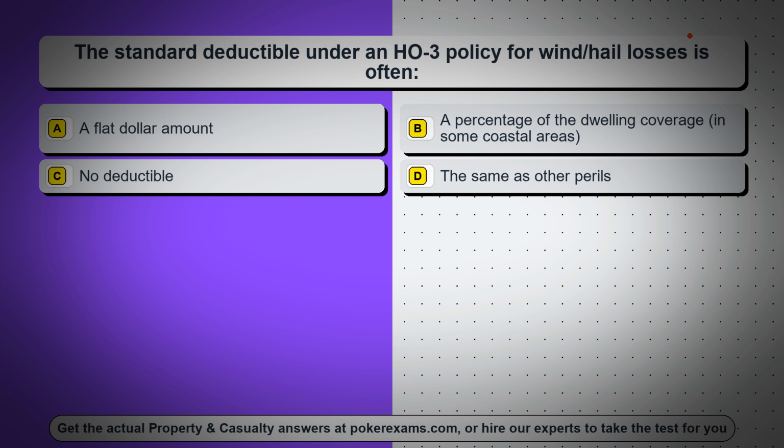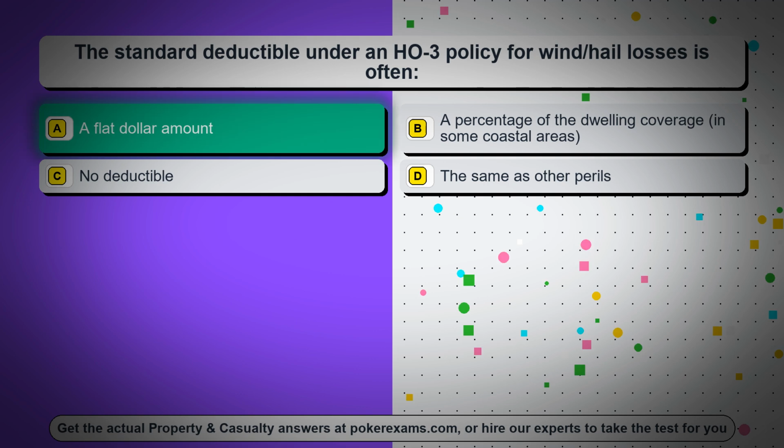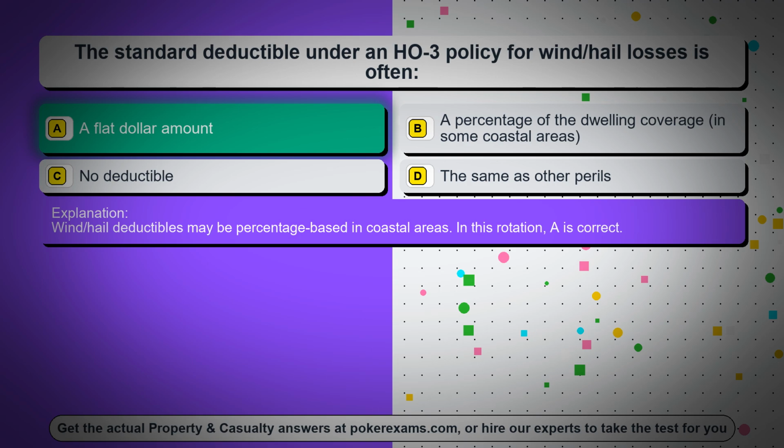Option D, the same as other perils. The correct answer is option A, a flat dollar amount. Wind/hail deductibles may be percentage-based in coastal areas. In this rotation, A is correct.